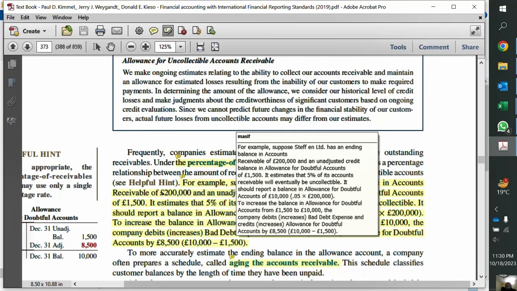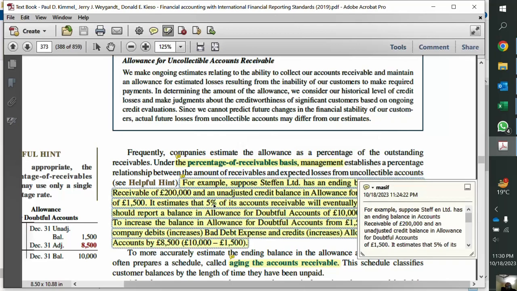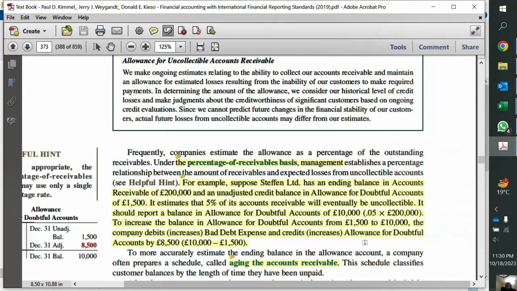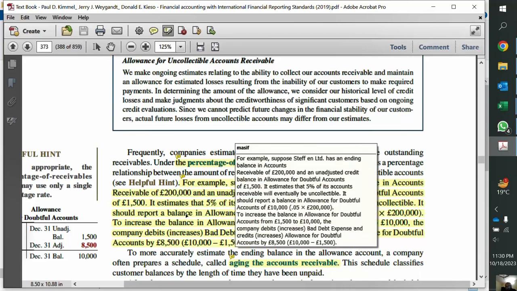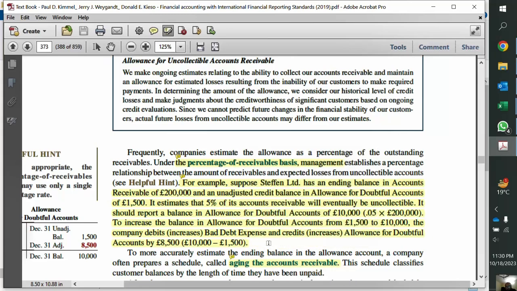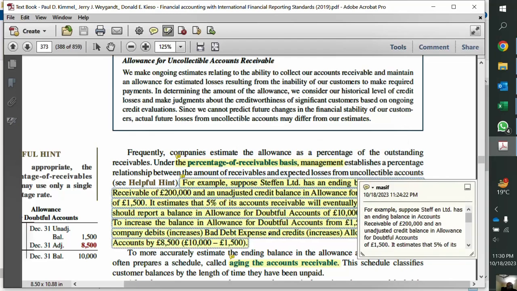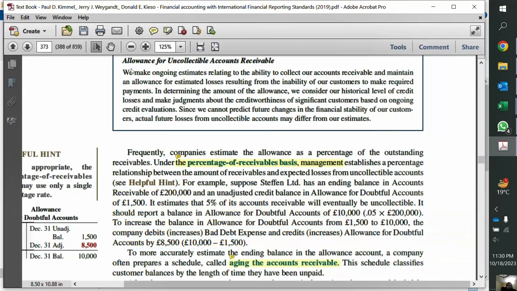Because 5% of 200,000 is 10,000, we estimate that 190,000 will be collected. This means that the allowance for doubtful accounts balance should be 10,000, which is 5% of 200,000. So by how much amount should we record the adjusting entry? It depends on how much balance is already there in the allowance account. The balance in the allowance for doubtful accounts is 1,500, and this is on the credit side, so there is a credit balance.